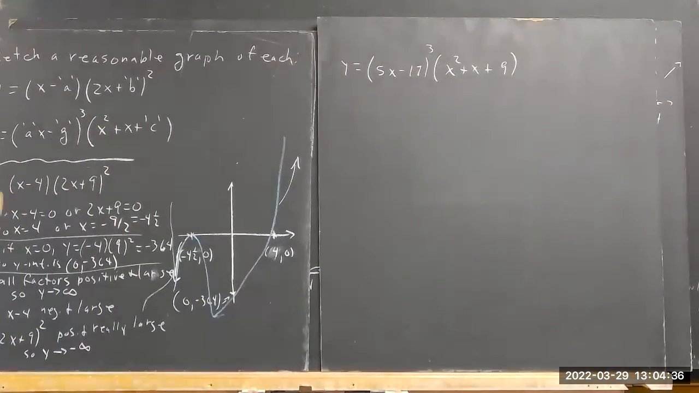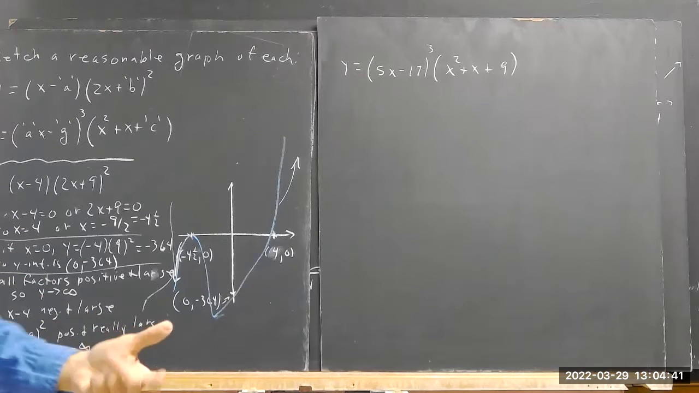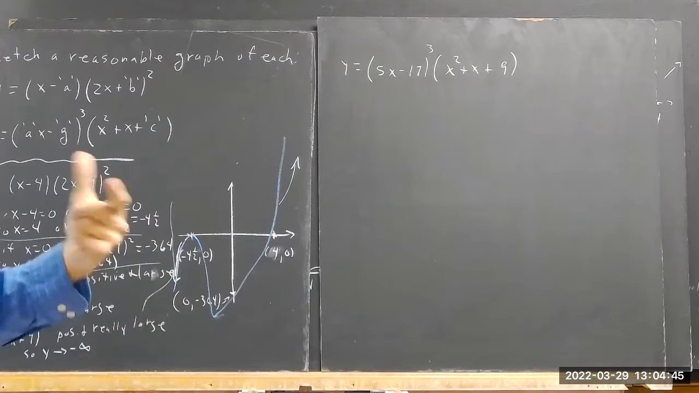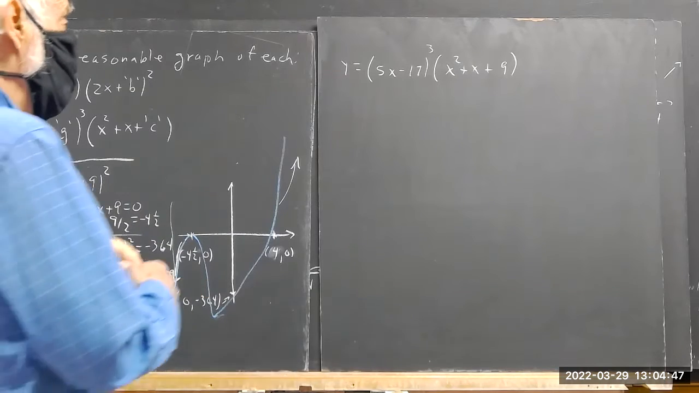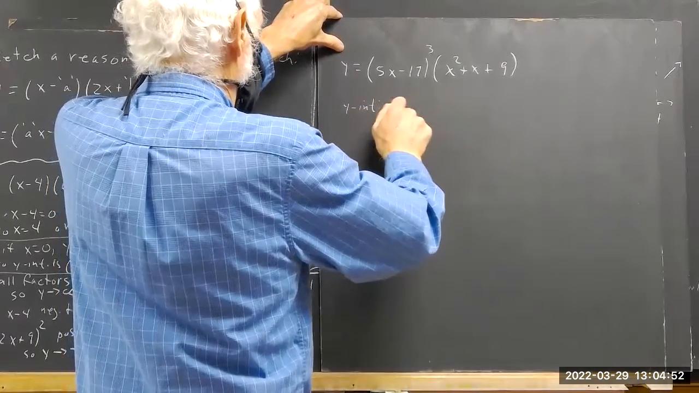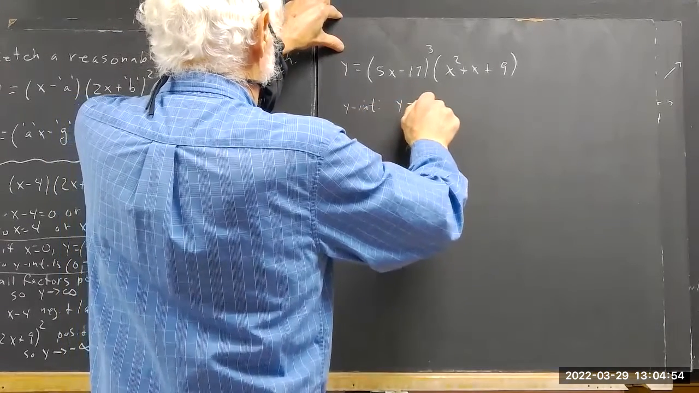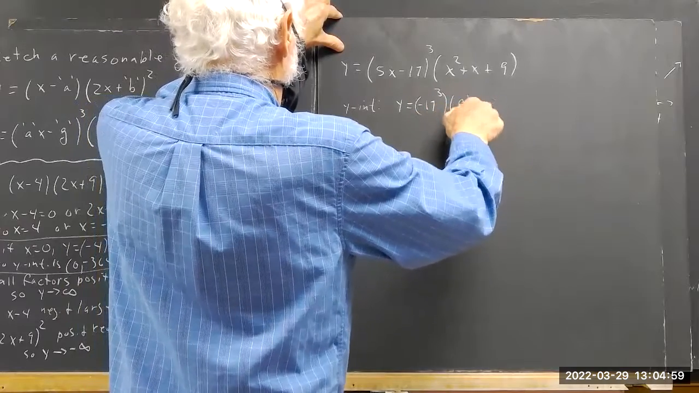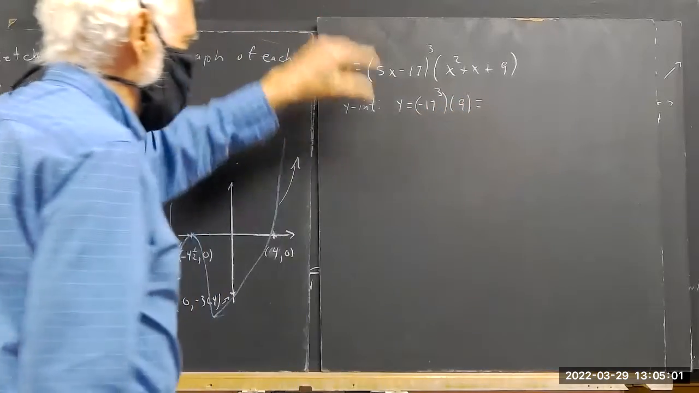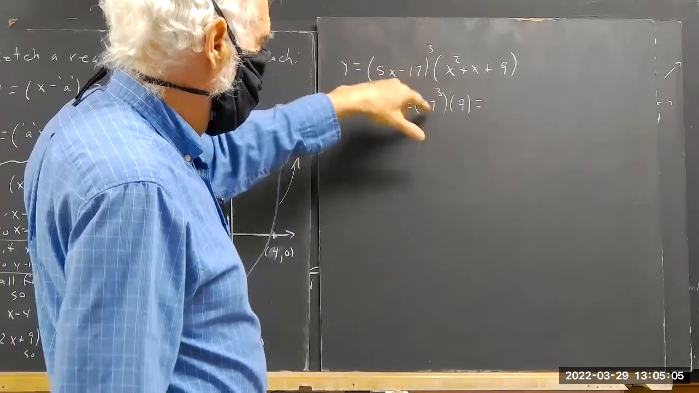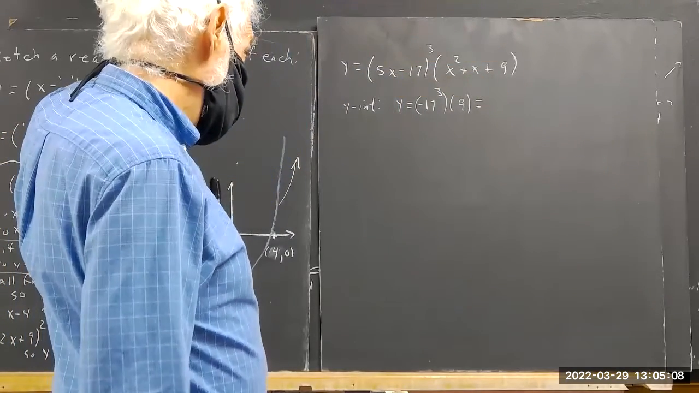Okay? First thing, actually the y-intercept is not a bad thing to do first, before the zeros. It doesn't really matter what order you do these things in. Each one is independent of the others. But since the y-intercept is easy, if x is 0, you're going to end up with negative 17 cubed, plus 9.